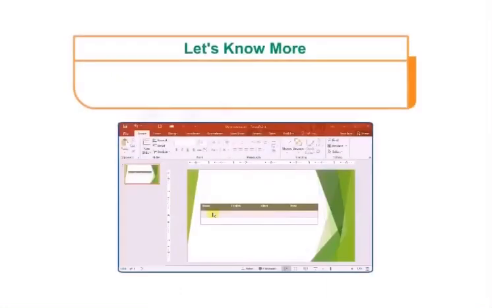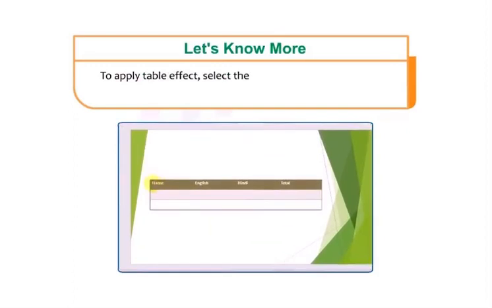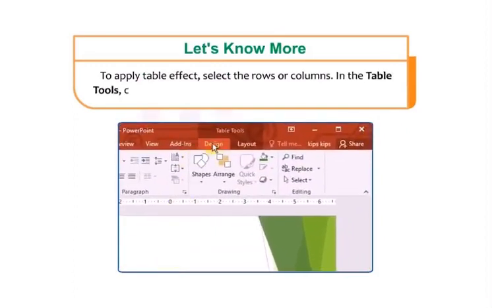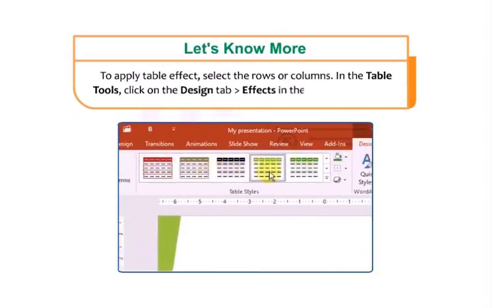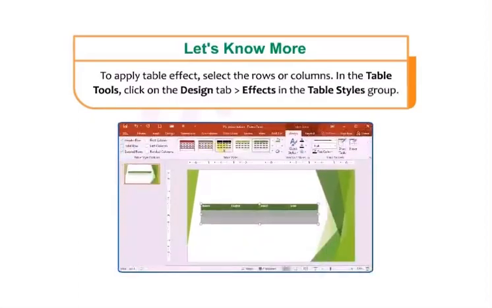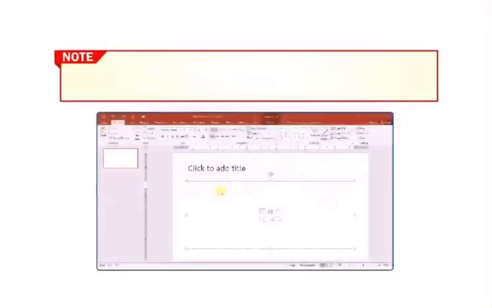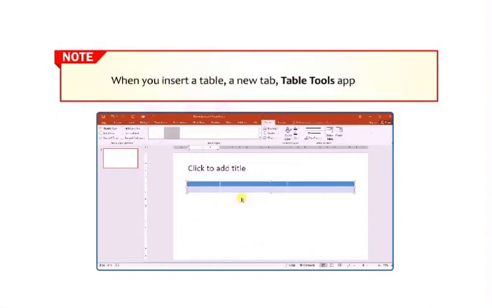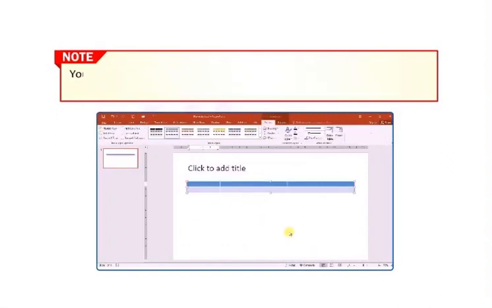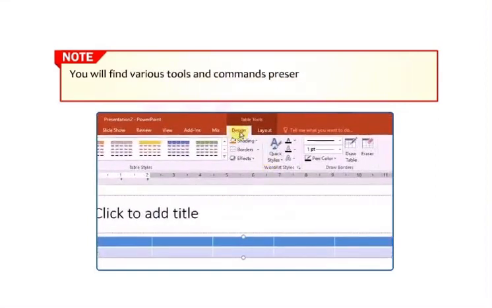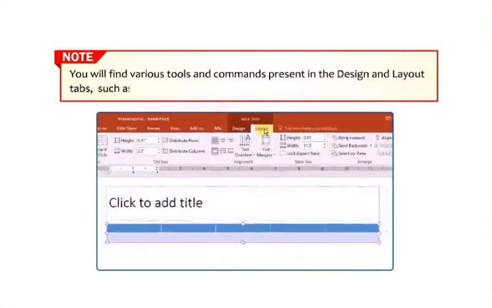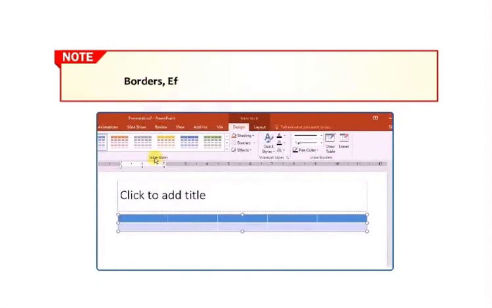Students, know that to apply table effects, select the rows or columns. In the Table Tools, click on the Design tab, then go to Effects in the Table Styles group. Another interesting fact to note is that when you insert a table, a new tab, Table Tools, appears. You will find various tools and commands present in the Design and Layout tabs, such as Table Styles, Shading, Borders, Effects, WordArt Styles, Draw Borders, etc. These tools are helpful while formatting a table in a slide.